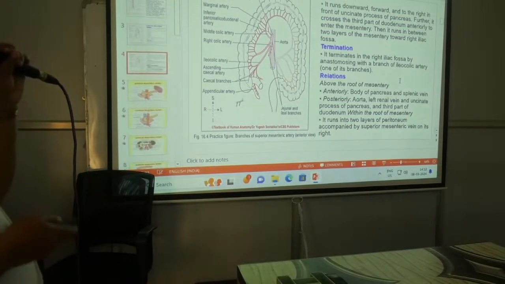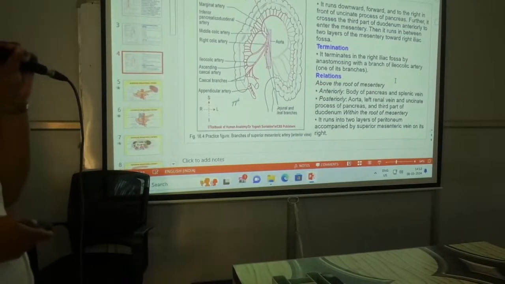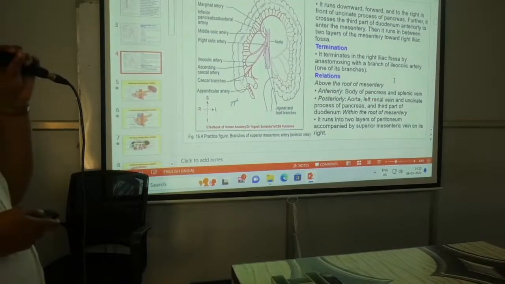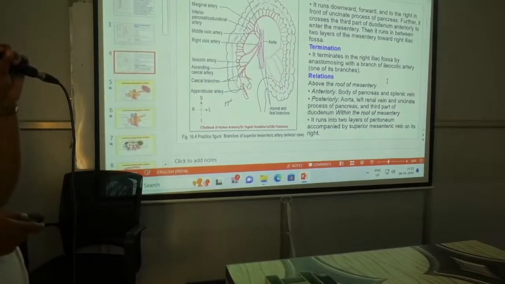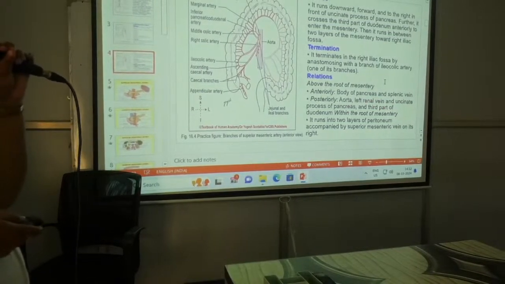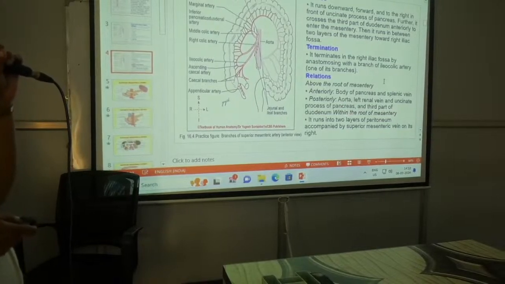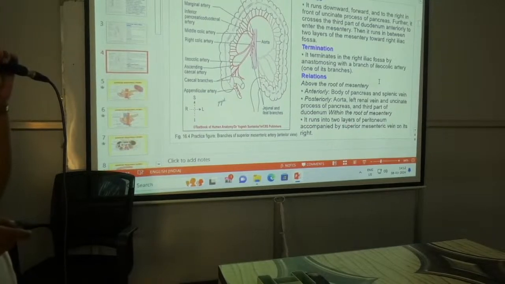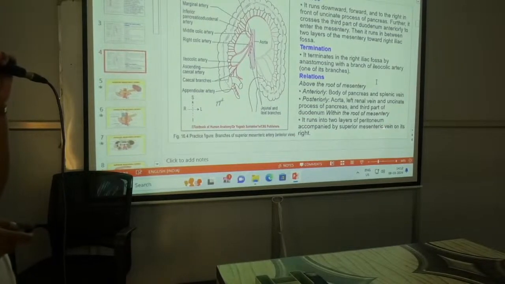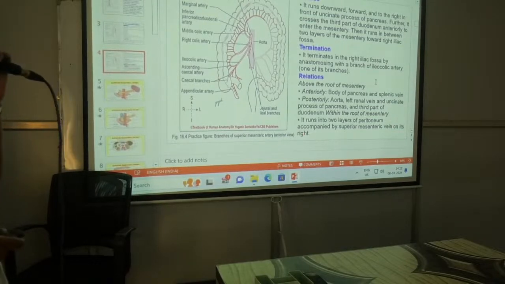What are the relations above the root of the mesentery? Anteriorly there are the body of the pancreas and the splenic vein. Posteriorly, the aorta, left renal vein, and uncinate process of the pancreas and third part of the duodenum within the root of the mesentery. And it runs between two layers of peritoneum accompanied by the superior mesenteric vein on its right side.